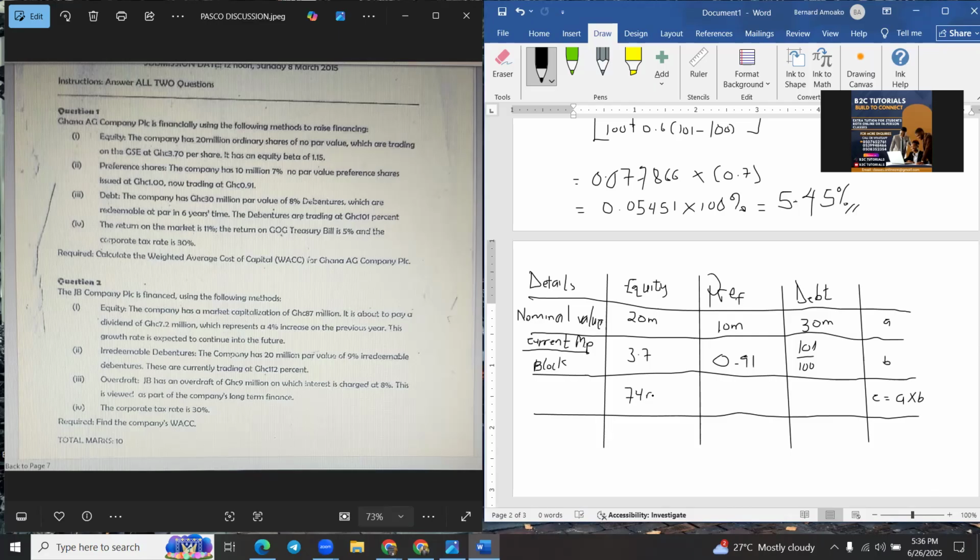Okay. If that is the case, what is 10 million multiplied by 0.91? And that is going to give us 9.1 million.